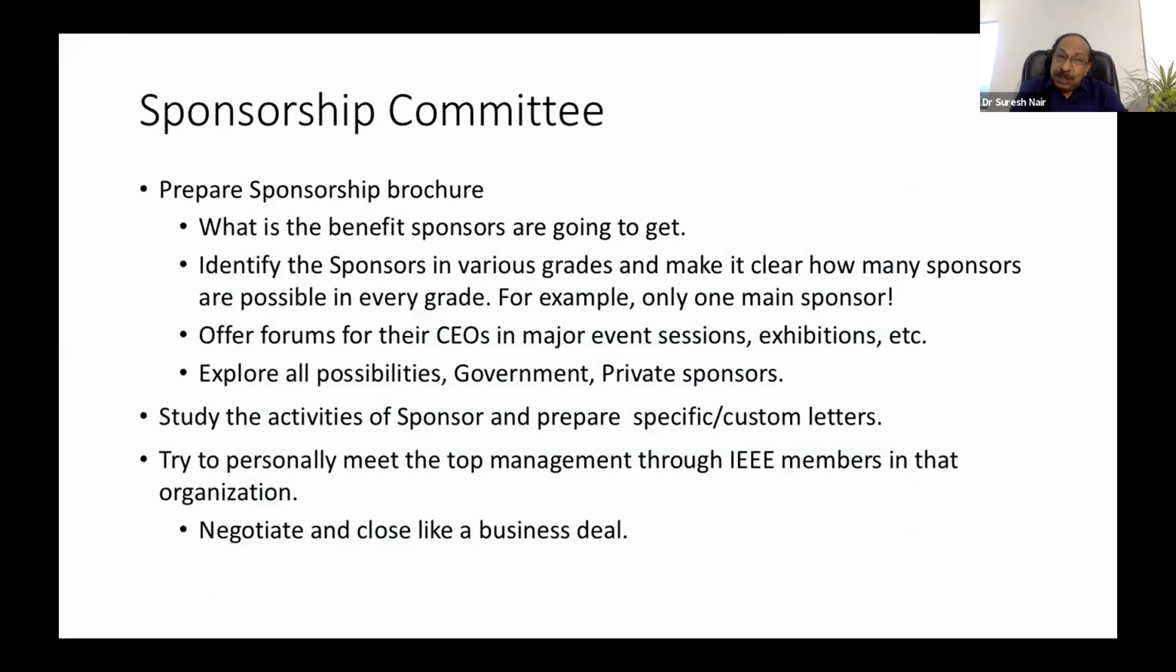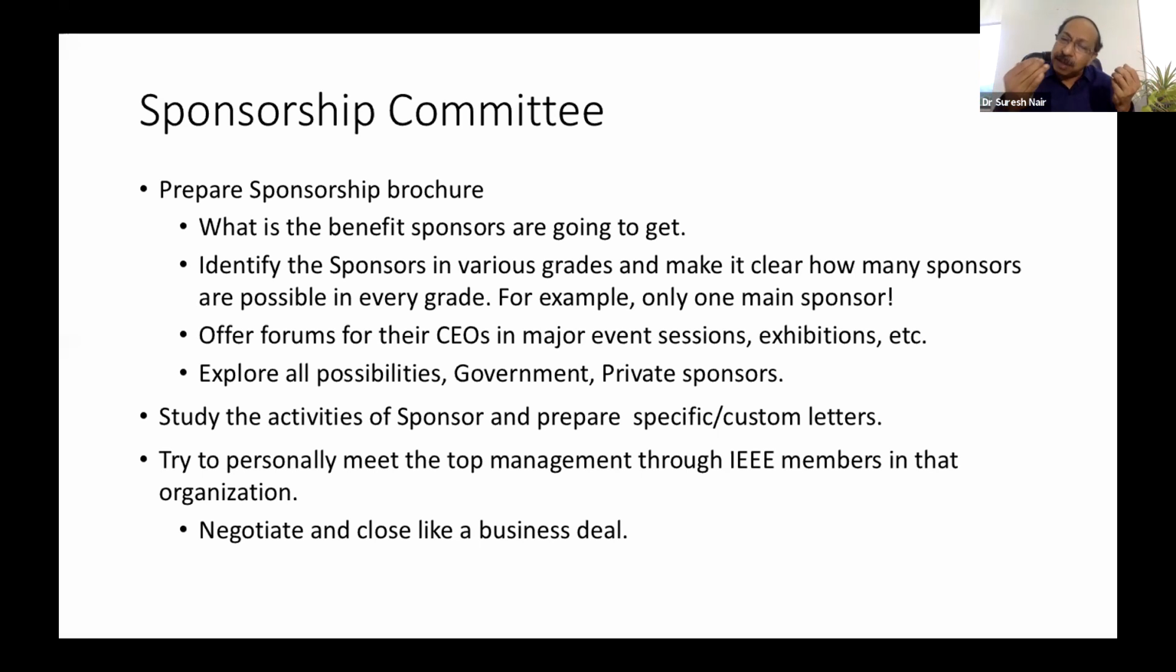We had a sponsorship committee. A sponsorship brochure was printed, in which we mentioned the benefits sponsors are going to get. Identify the sponsors in various grades. You can also find out who all will be sponsoring, and you can tell that there will be only one main sponsor. So that's a platinum sponsor. They may have to give 10 lakh rupees.